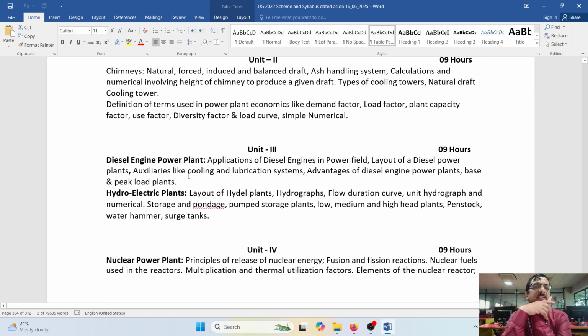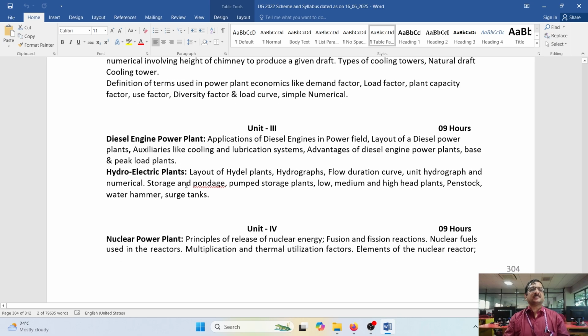Unit number 3 deals with diesel engine power plants, where we talk about the applications of diesel engines in the power field, layout of a diesel power plant, auxiliaries such as the cooling and lubrication systems, advantages and disadvantages of diesel engine power plants, base load and peak load. Next, in unit number 3B we will study the hydroelectric plant, which is the oldest used power plant: layout of the plant, hydrographs, flow duration curve, unit hydrograph and numericals, storage and pondage type plants, low, medium and high head plants, penstock, water hammer and surge tanks.